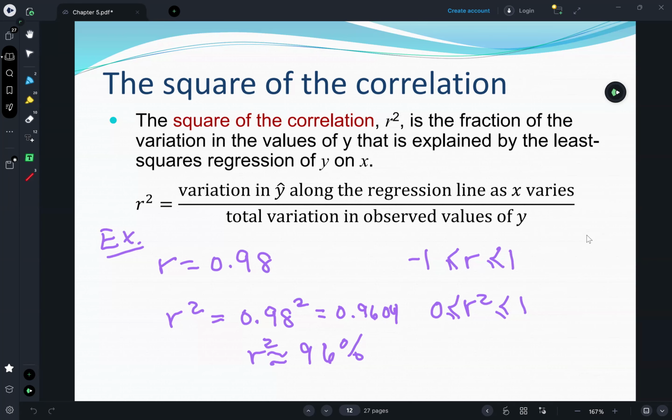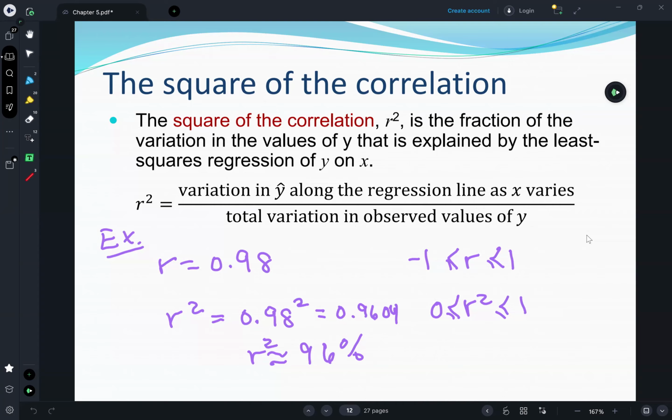So that is the variation in the numerator. It's the variation of the y hats, those are the predicted values along the regression line as x changes, and then divided by the total variation in observed values of y, so how they all differ. And to get that, we have an example here.